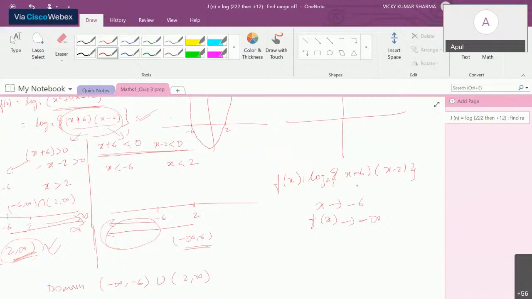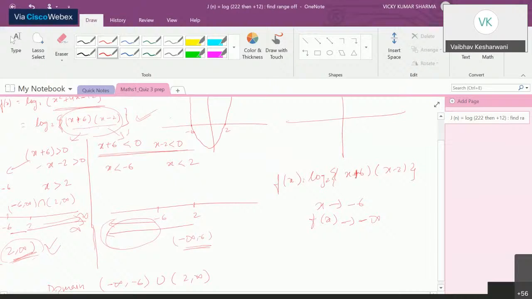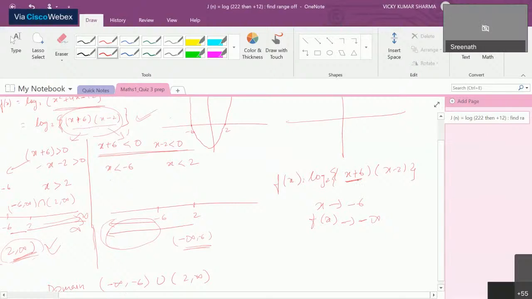Okay, let's take it. We are taking the zeros of the quadratic. So at what value will x plus 6 become 0? x equal to minus 6. So when my x is going to minus 6, where is my f of x going towards? Minus infinity, I told you in the beginning.